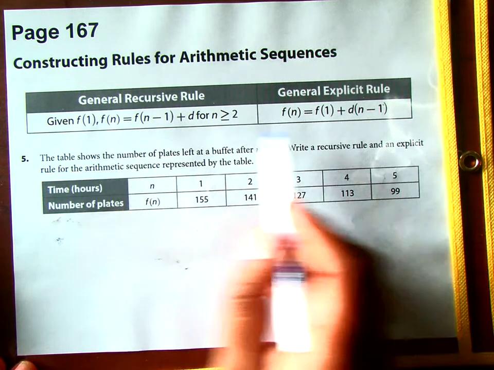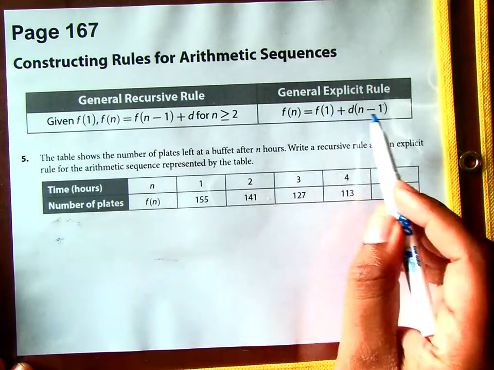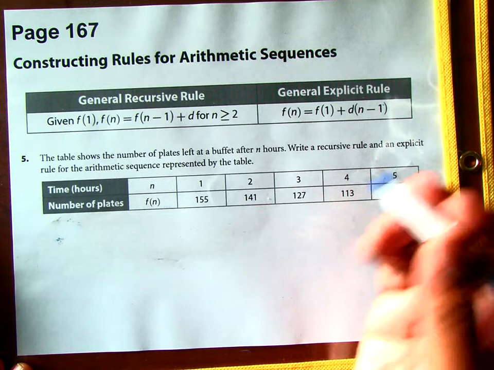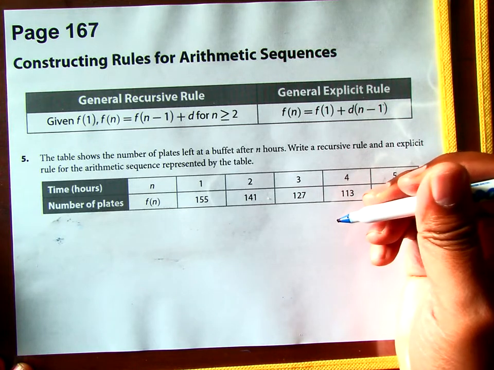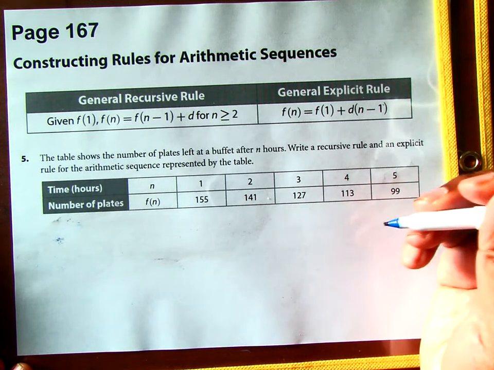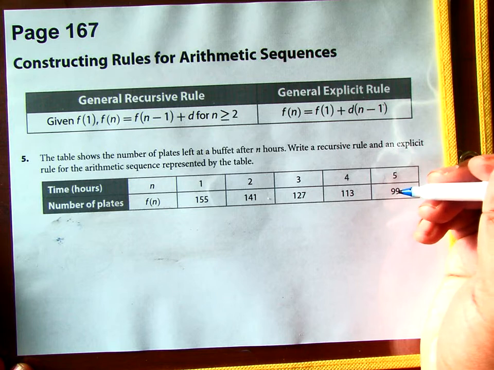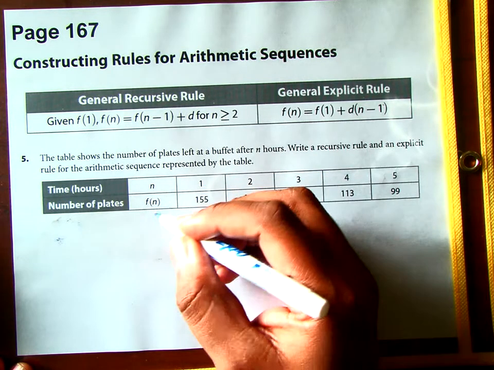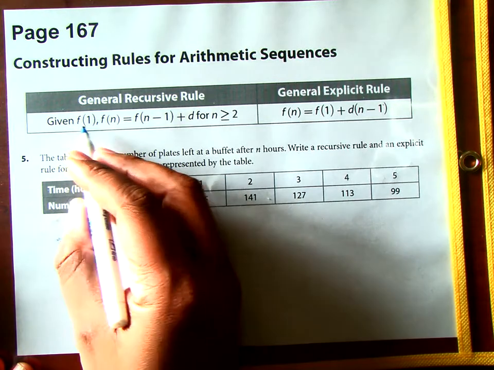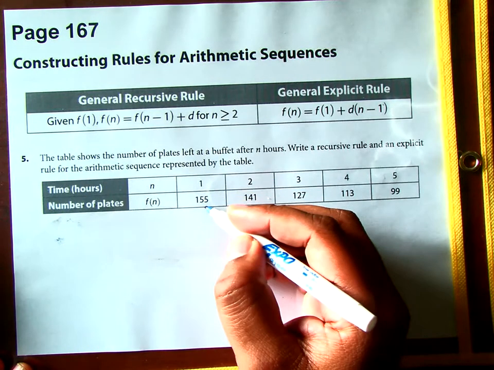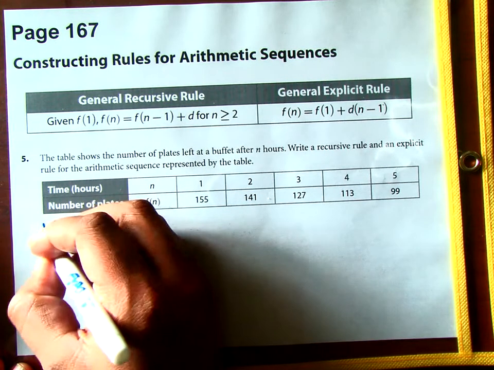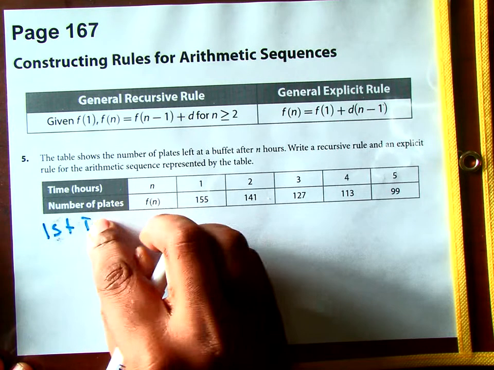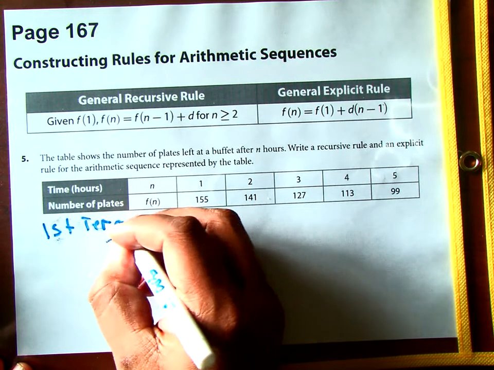We're going to use these two formulas, or these two rules, and we're just going to plug in the information that we find. Those two things: the first term and the common difference. So the first term is just as it sounds, the first term here. The first term, f of 1, is going to be 155.